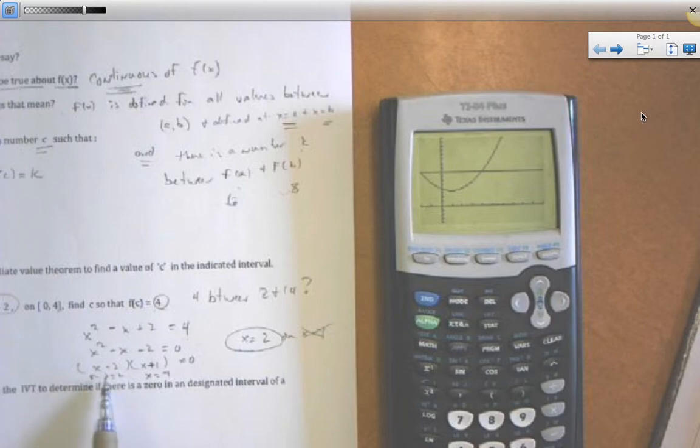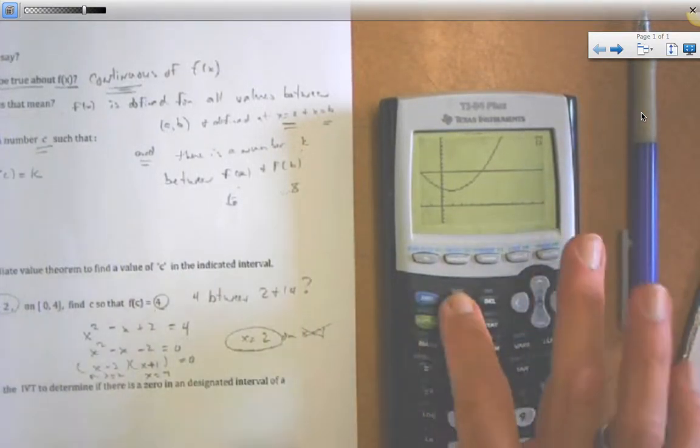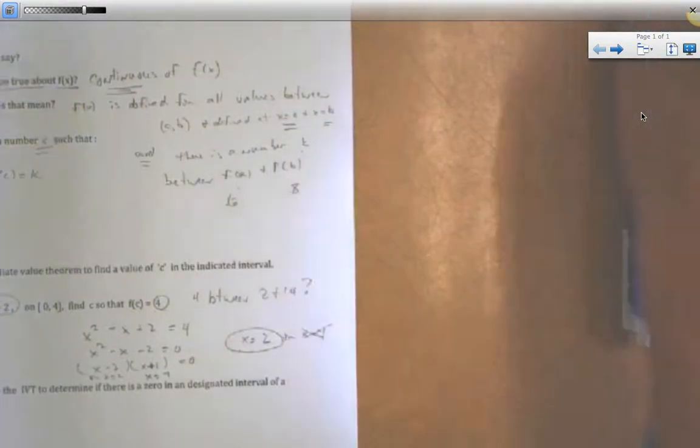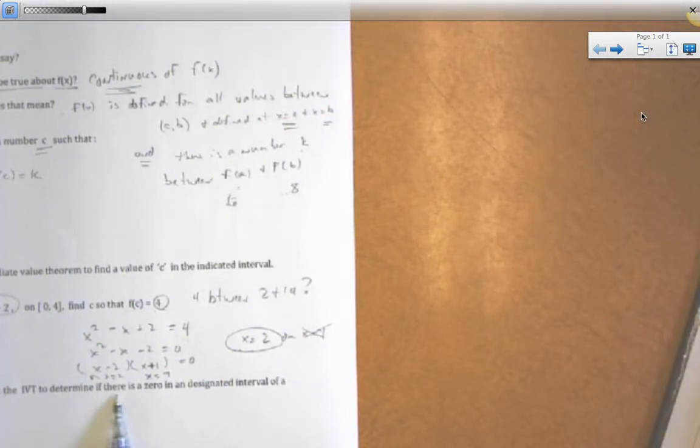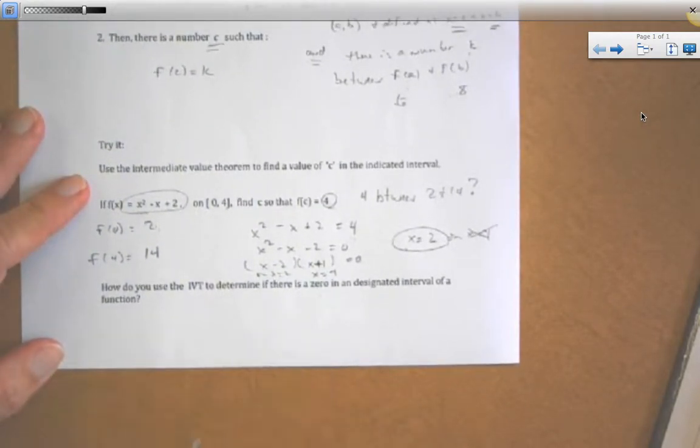Good thing that you guys probably picked up on I factored incorrectly, but as you can see, I want to go back and check my work. One way I checked it was I confirmed the graph on the calculator, if that's allowable. All right. Sometimes we use IVT to determine if there's a 0 in a designated interval of a function. How would you determine if it can tell you that there is a 0? Not what the value is, but is there a 0?